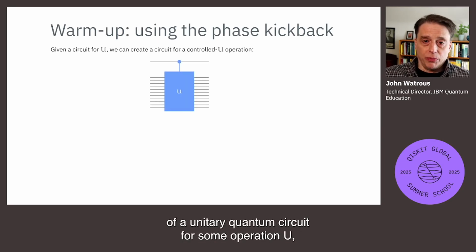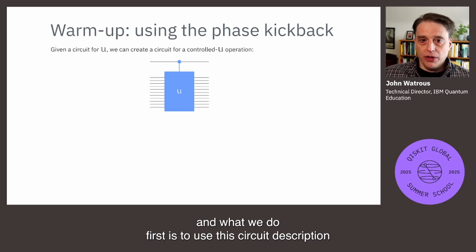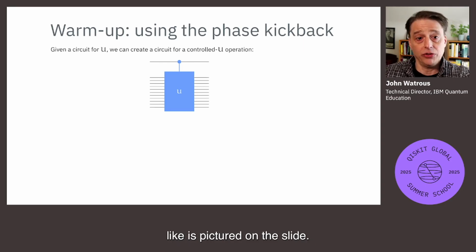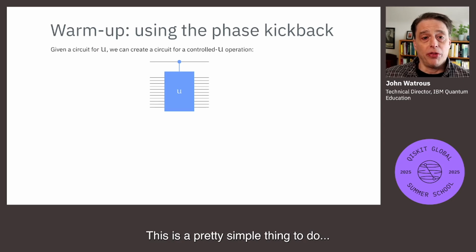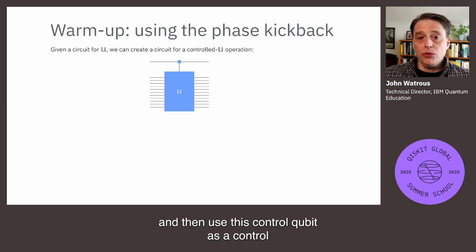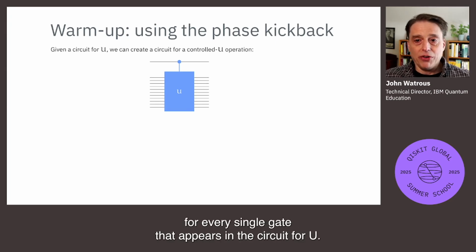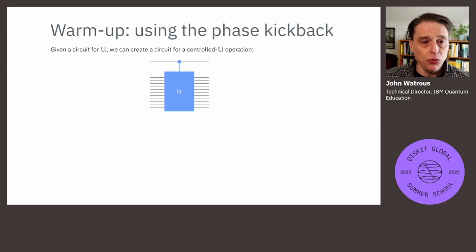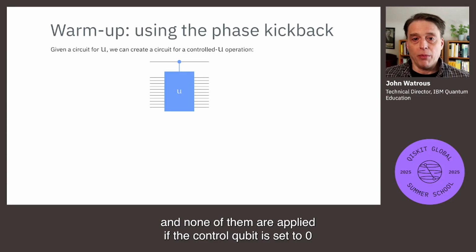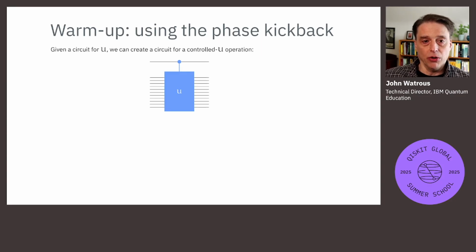So we're given a description of a unitary quantum circuit for some operation U, and what we do first is to use this circuit description to create a new circuit that implements a controlled U operation, like is pictured on the slide. This is a pretty simple thing to do. What we can do is add a control qubit, which is pictured on the top in this diagram, and then use this control qubit as a control for every single gate that appears in the circuit for U. So all of the gates are applied if this control qubit is set to 1, and none of them are applied if the control qubit is set to 0.